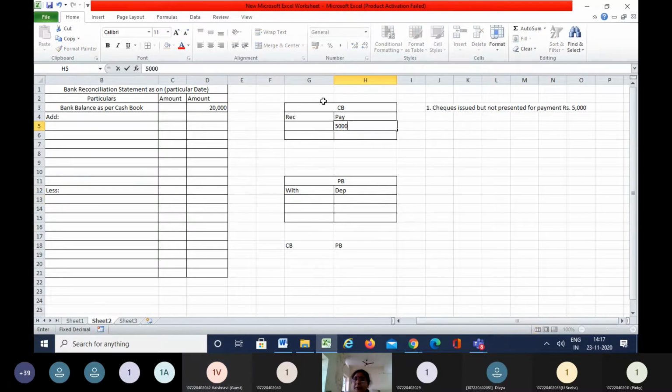So if I write 5,000 rupees on the payments side, because already I have 20,000, from 20,000 if I issue a check, I have to record this in the cash book on the payments side. So what will happen to my balance here? It will decrease. It will be less. And what is the balance in the passbook? It increases. It will be high.